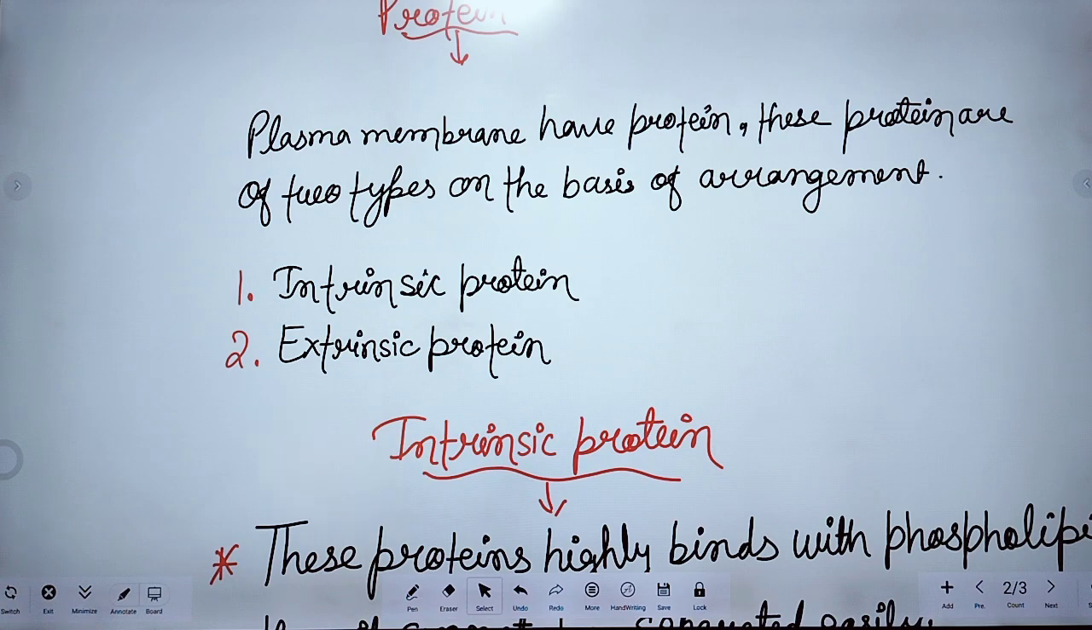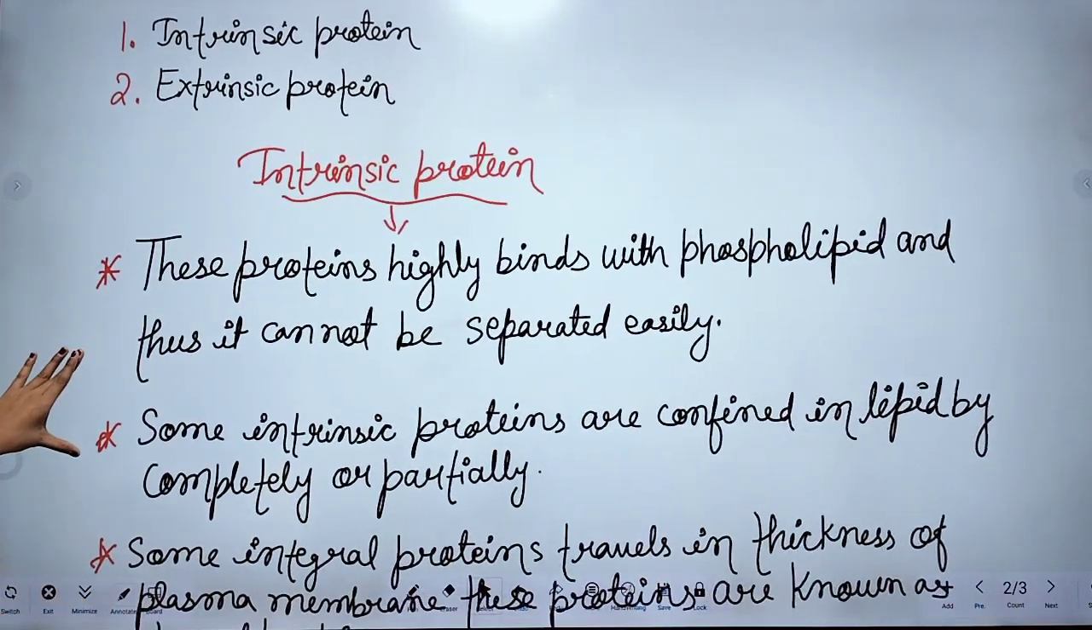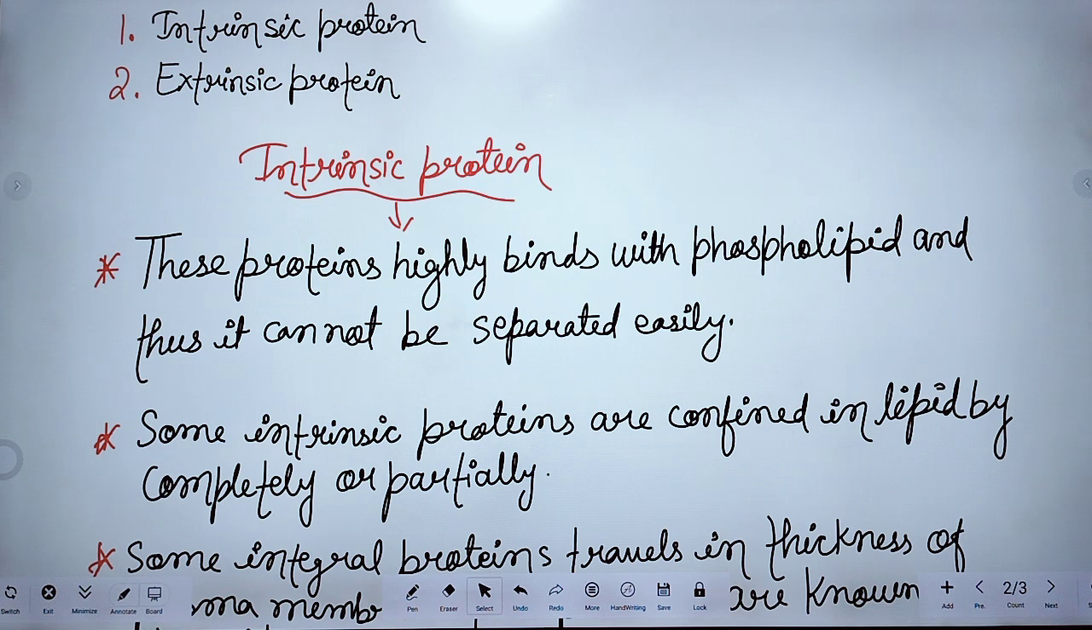This protein highly binds with phospholipid. We all know that phospholipid is a type of lipid which is present in the plasma membrane. So this protein highly binds with phospholipid and thus it cannot be separated easily. Obviously, if it is highly bound with the phospholipid, how can we separate it? That's why the same thing is written: this protein highly binds with phospholipid and thus it cannot be separated easily.